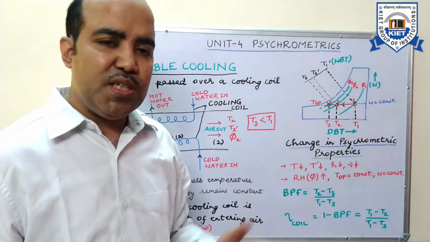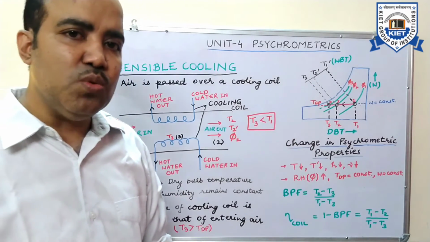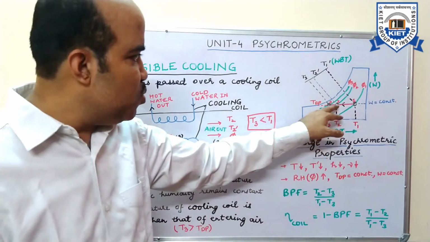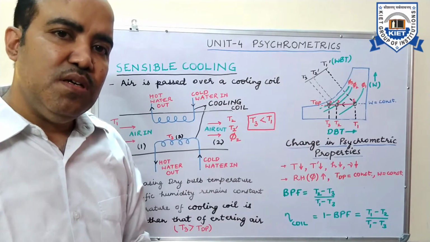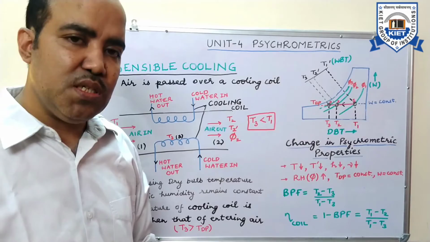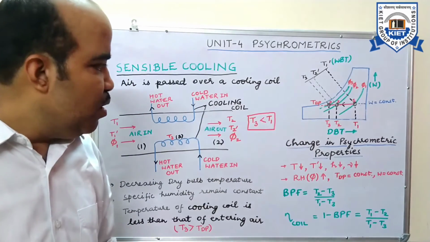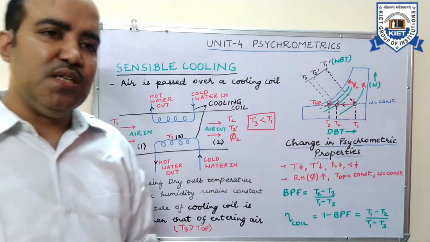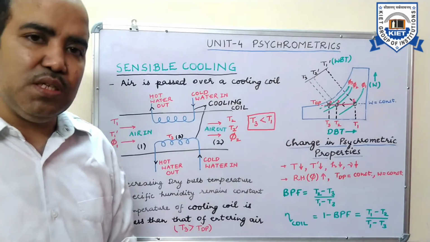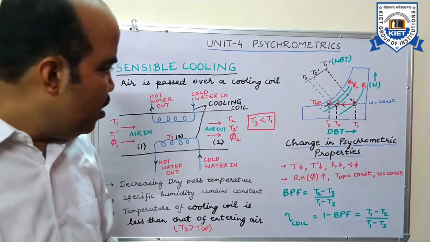So a number of properties are there with the help of which you can locate point number 2 on the psychrometric chart. Point number 2, as you can see here, denotes the condition of the air which is going out of the cooling coil. Now let us discuss what the changes in the psychrometric properties of the air are as it is subjected to the sensible cooling process.